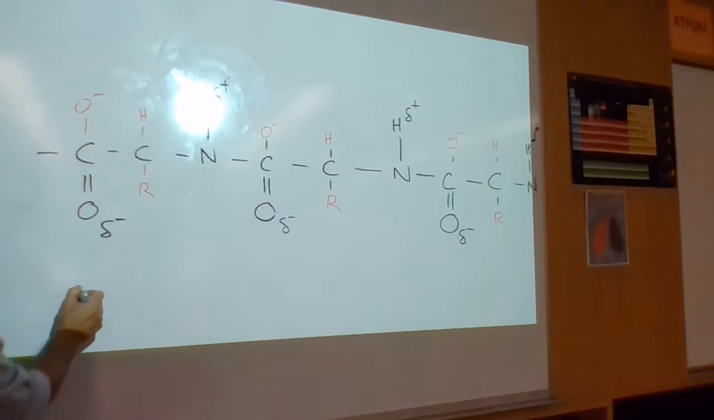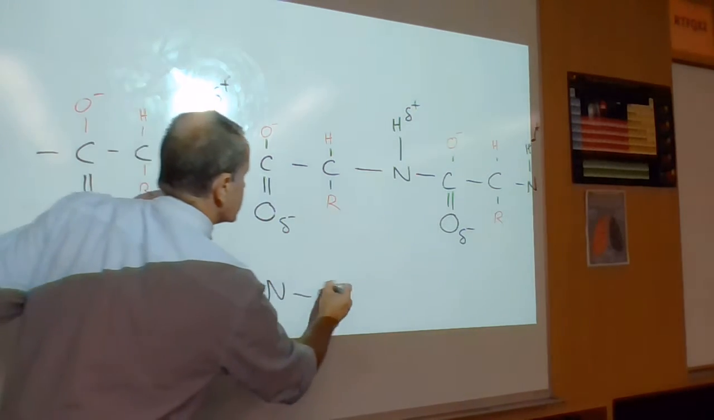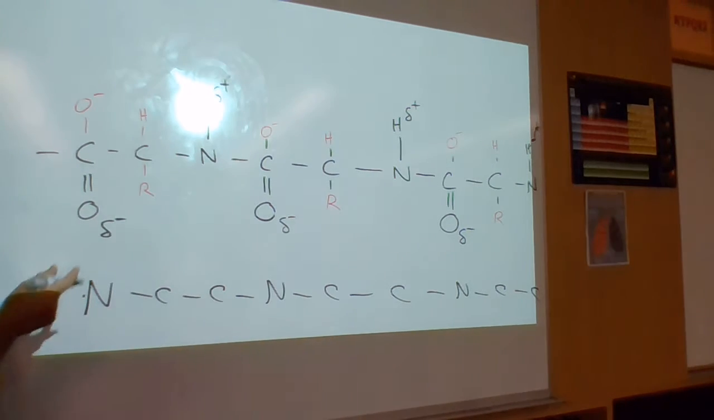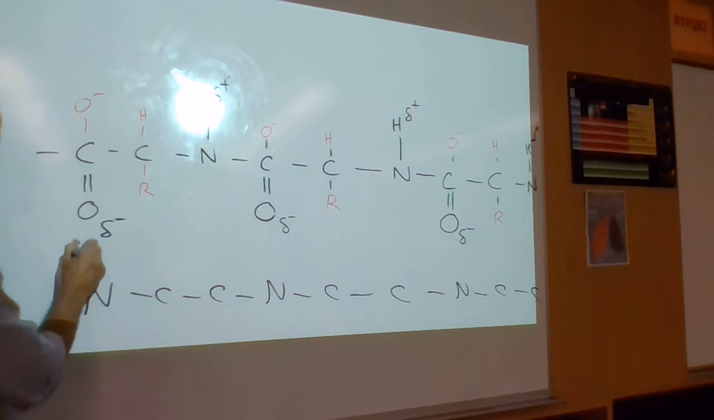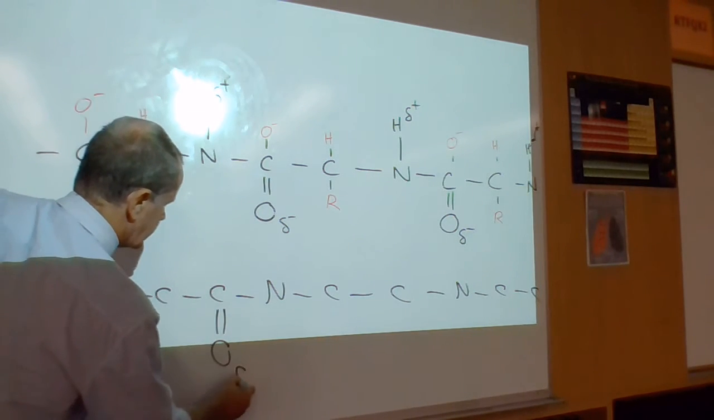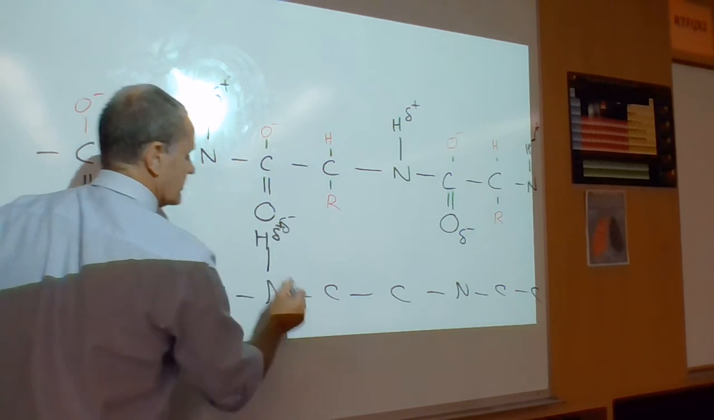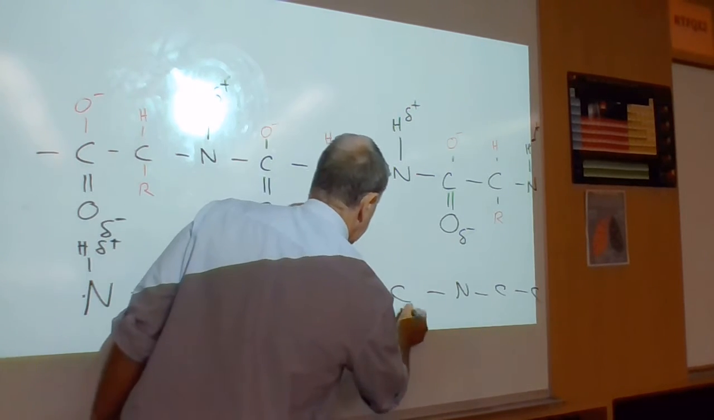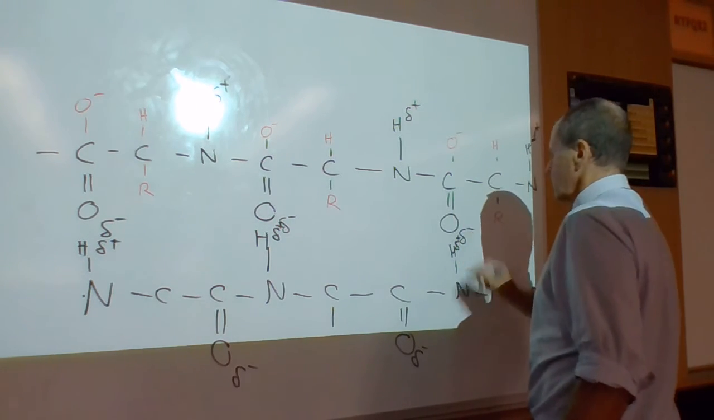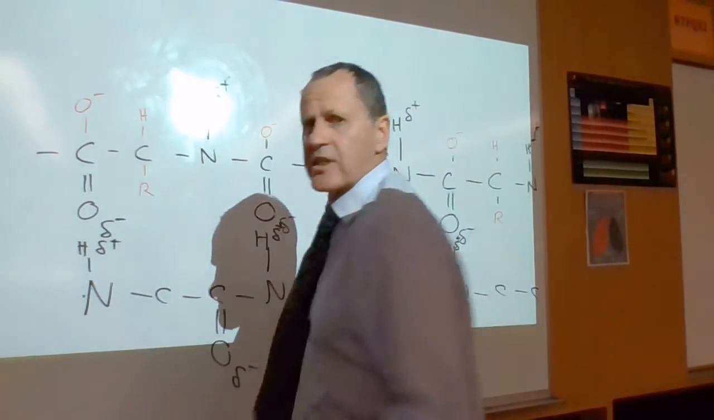What if it coils round to here and makes N, C, C, N, C, C, N, C, C? And if we start putting stuff here, so on the top of the N, there's an H, delta positive. And here is going to be that, delta negative. And here on the N, there's an H, delta positive. And here is stuff. On here, there's an oxygen, delta negative. Here, delta positive.